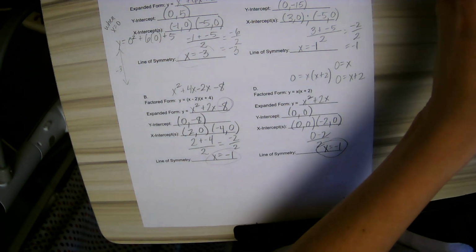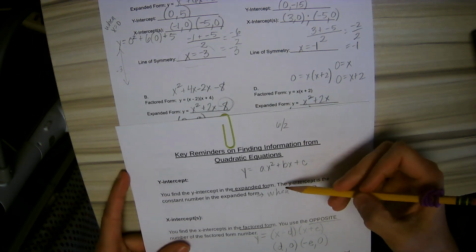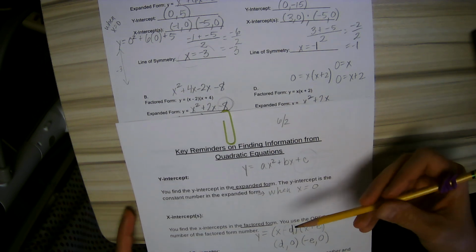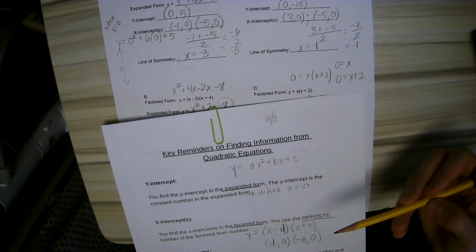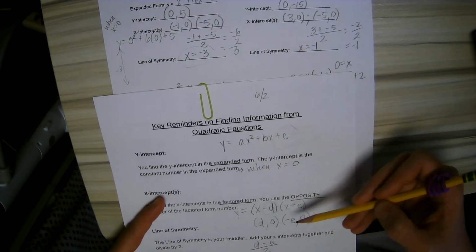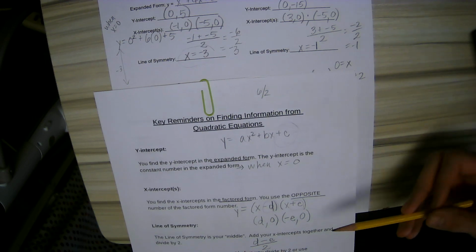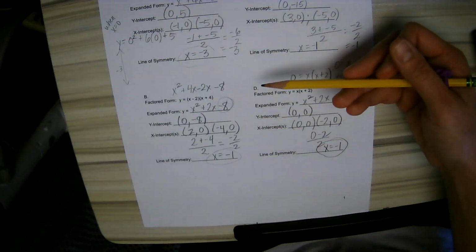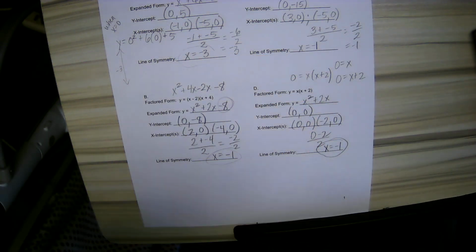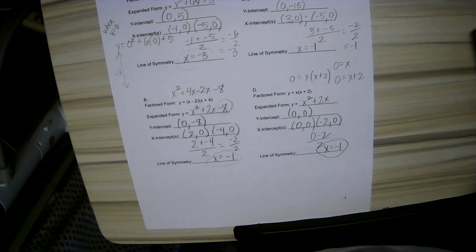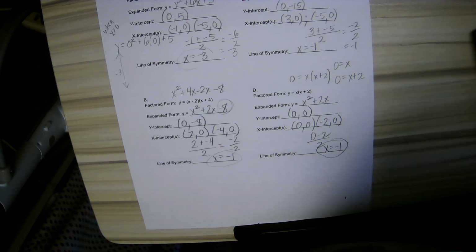Alright, so you're going to do what we did yesterday. You're going to find the y-intercept from the expanded form, right? It's always c. You're going to find the x-intercepts in the factored form. You use the opposite of those in the factored form. And then that line of symmetry is your middle. So you're going to add your x-intercepts together and divide by 2. So that's what we did. Bing, bang, boom. All right, tomorrow will be a little bit harder. We're going to have to factor first instead of foiling first.